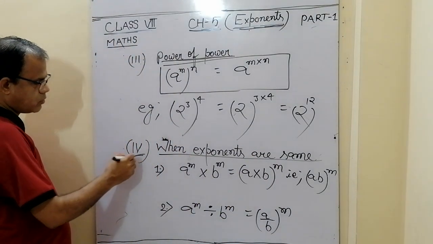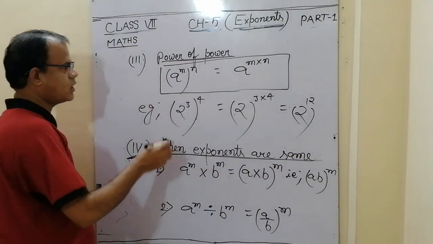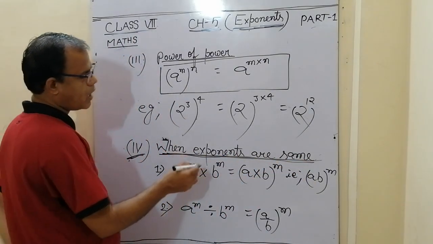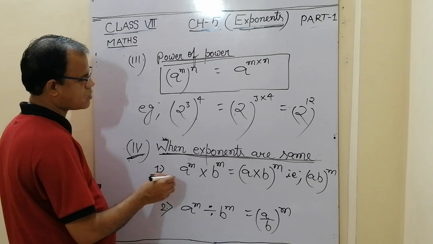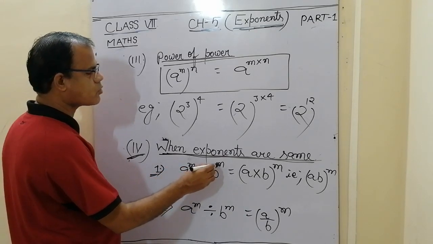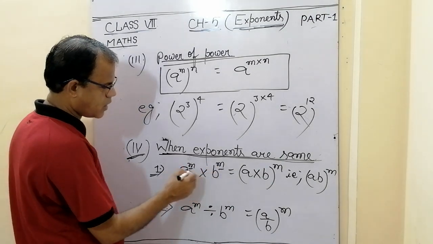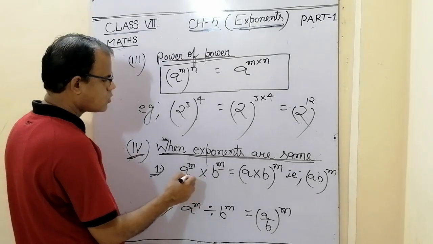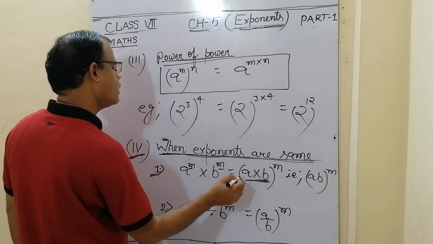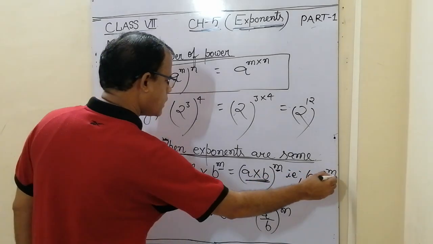Now moving to the next, when exponents are the same, that is, the powers are the same. First you have to see a raised to the power m multiply b raised to the power m. Here the bases are different but the powers, that is the exponents, are the same. So in this we multiply the bases, a multiply b, raised to the power m, that is ab raised to the power m.